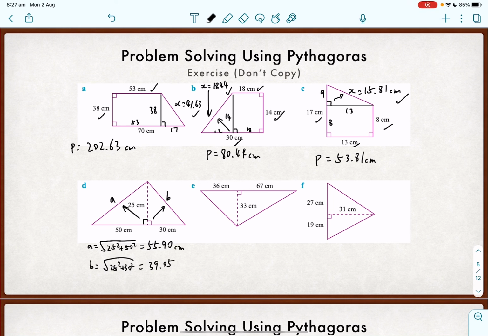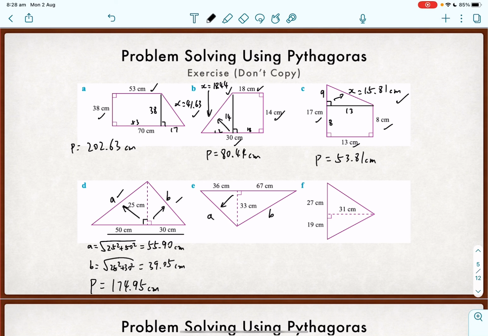Don't forget the unit. So the perimeter is A, 55.90, plus 39.05, plus, well, we need to add the bottom two together as well. So this plus 80, that's the bottom bit. That will be 174.95 centimeters.